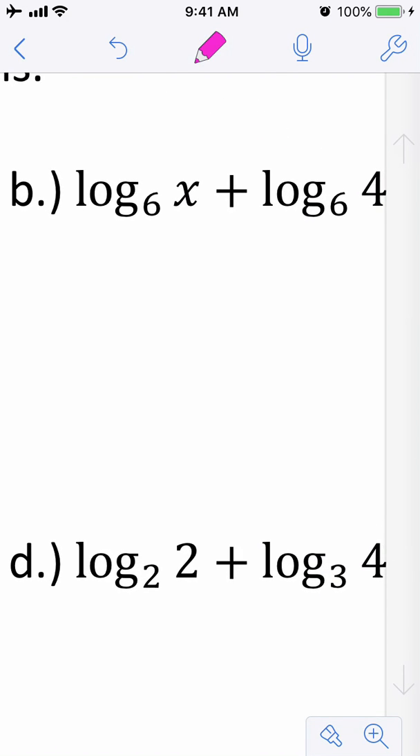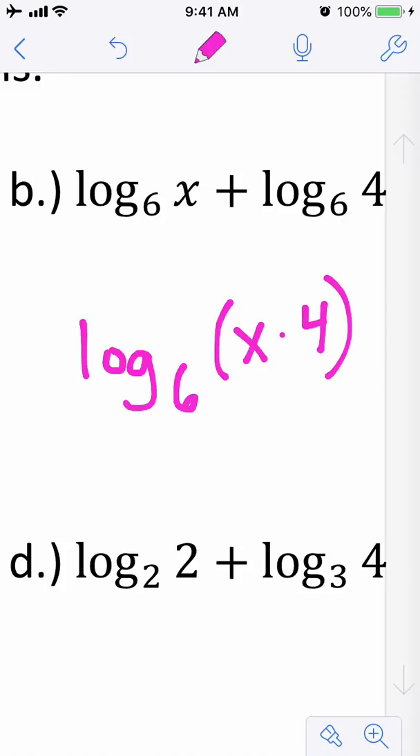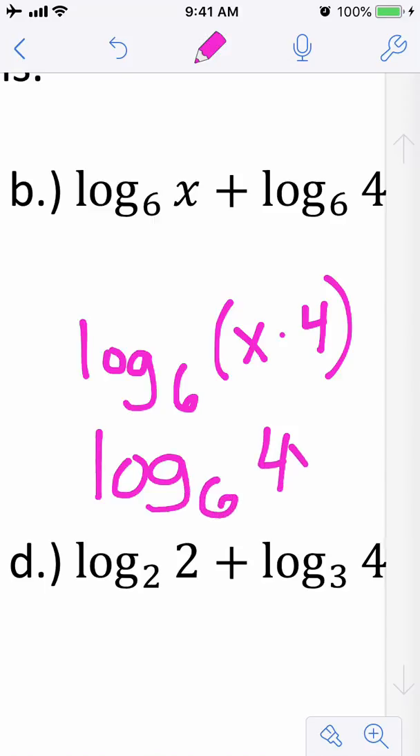But that's it. That's product rule. So let's try another one. We have log 6 of x plus log 6 of 4. So once again, we see log 6. That's not going to change, right? This time we have x times 4. Not x plus 4, x times 4. It's plus in the expanded version. If you want a plus sign, you need 2 logarithmic words. You need 2 logs in the expression. For one of them, you need to multiply. So this combines to log 6 of 4x. Once again, you can put little parentheses if you want.